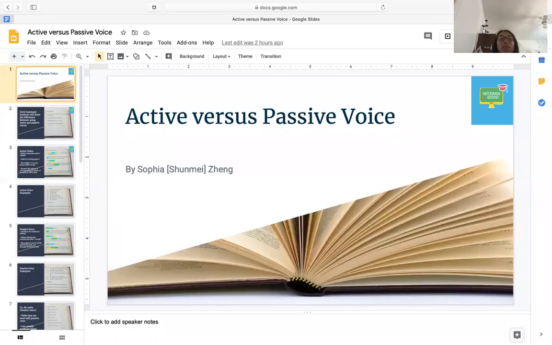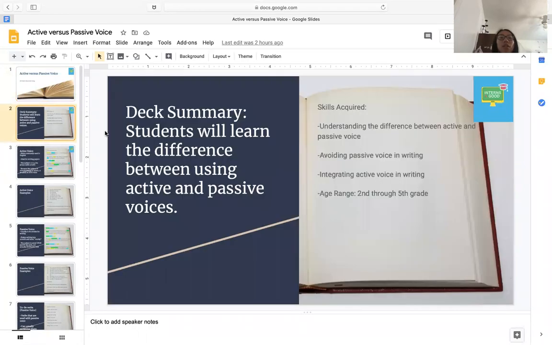Active versus passive voice. So today we will learn about the difference between using the active voice in English and passive voice. We'll understand the main difference between an active and a passive voice, learning how to avoid passive voice in writing, and how to integrate active voice in writing.